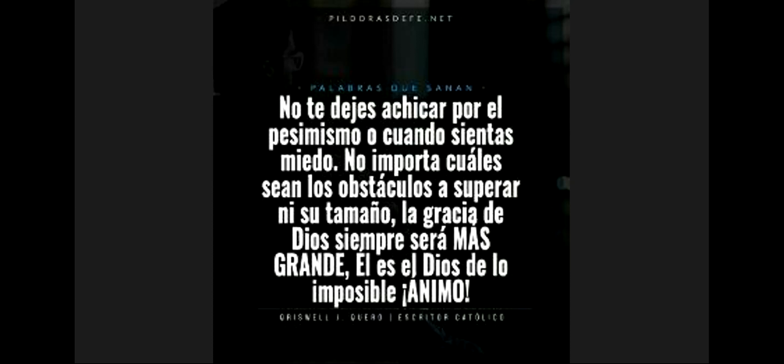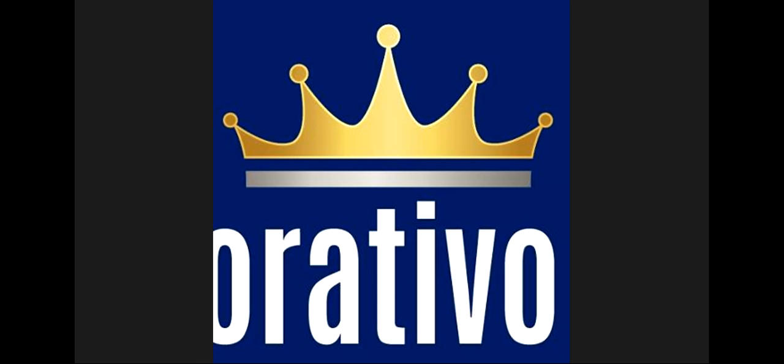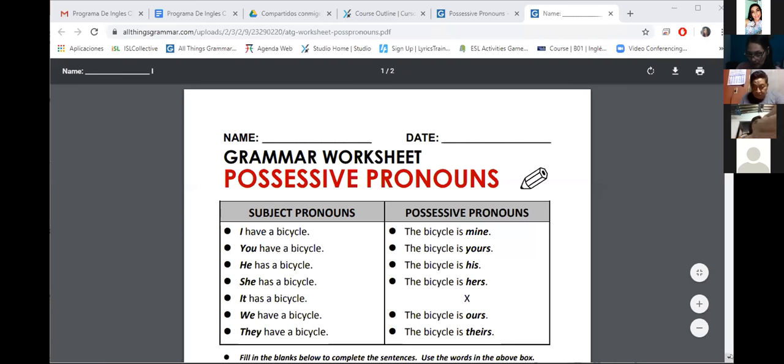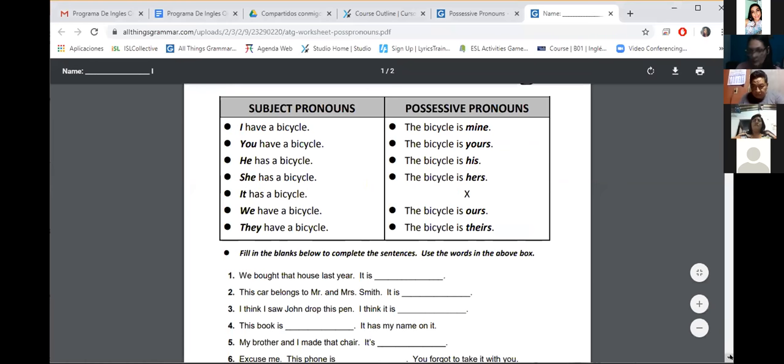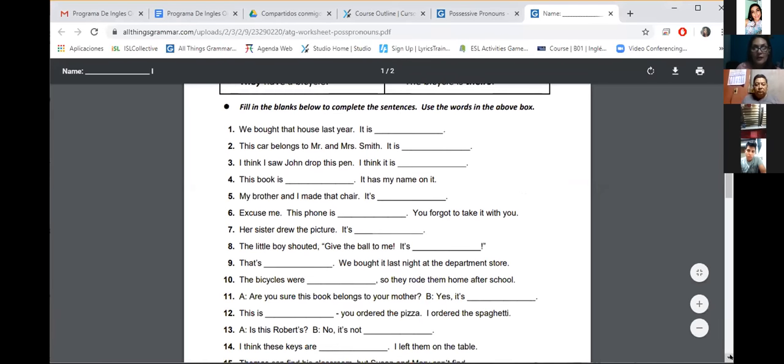We're gonna have this other exercise so you can work with it right now. All right, so you have this subject pronoun and possessive pronoun. I have a bicycle, this bicycle is mine. You have a bicycle, this bicycle is yours. En este caso están haciendo referencia que la bicicleta es suya, es mía, es suya, de él, ¿sí? All right, veamos aquí.